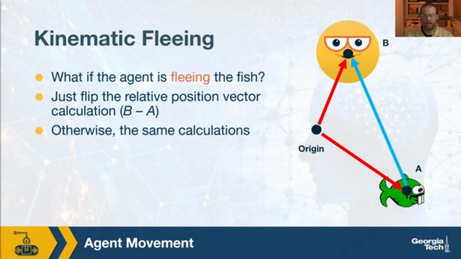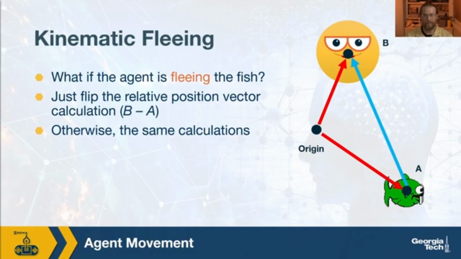So let's consider a few other possibilities for movement within this framework that we've defined so far. We've looked at seeking, but what about fleeing? What if the fish was dangerous and our agent wanted to get away from the fish? Well, in that case, this is a really straightforward one. It's almost for free. We can just flip the calculation of a relative position vector. So rather than calculating from B to A, we're calculating from A to B. Everything else, though, is just the same.